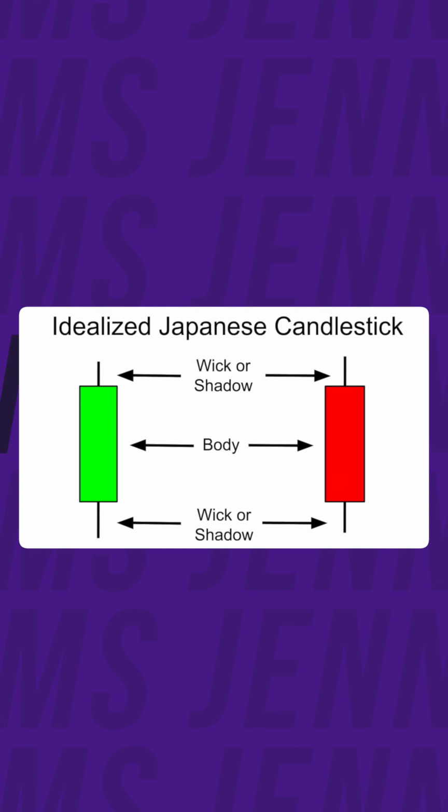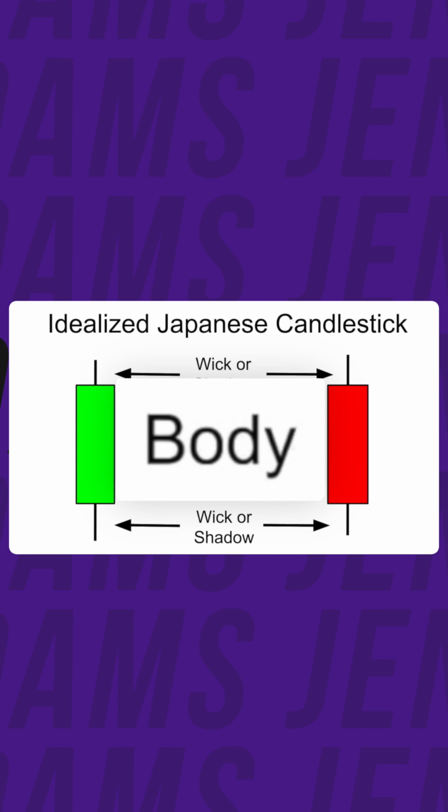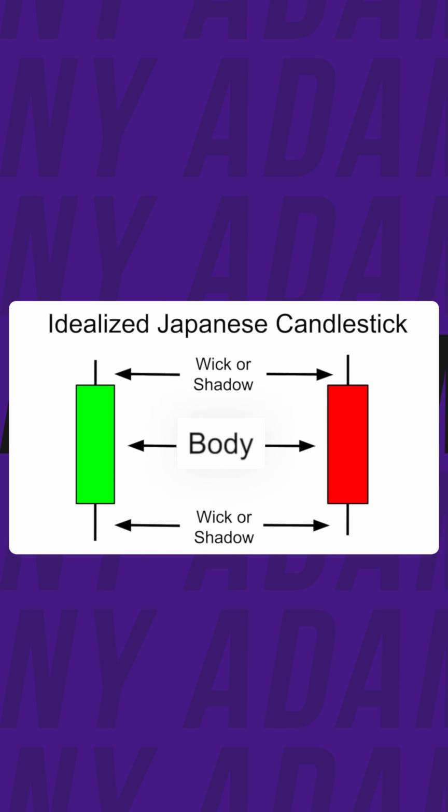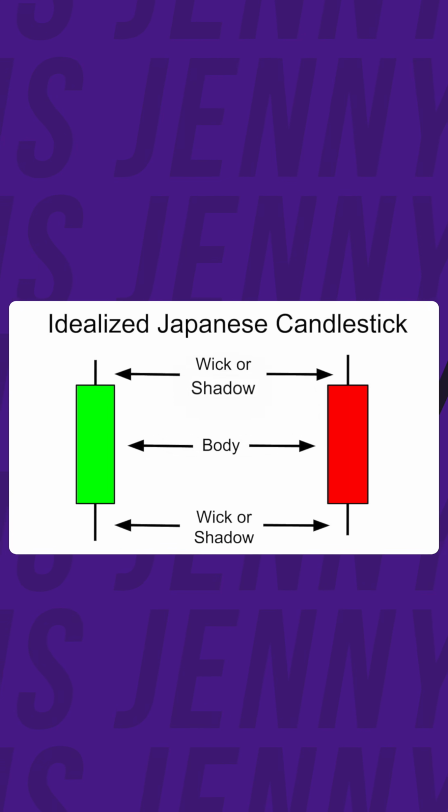So what do candlesticks show? Each candlestick consists of two main parts. Body. It shows the opening and the closing price of the selected period. So up is green and down is red. And of course, shadow. The upper shadow shows us the maximum price for the period, and the lower shadow shows us the minimum price of the chosen period.